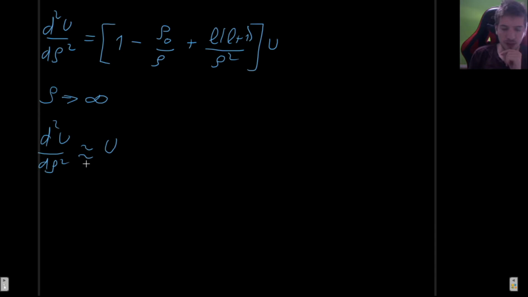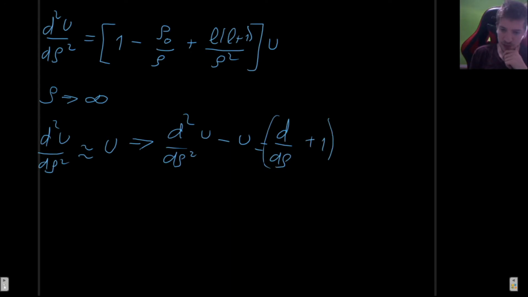So now this is what we want to solve. And this is actually quite easy to solve. We have done it many times before. Just write everything to the left-hand side, minus u, and we can factor this as d by d rho plus 1, d by d rho minus 1, and times u equals 0.